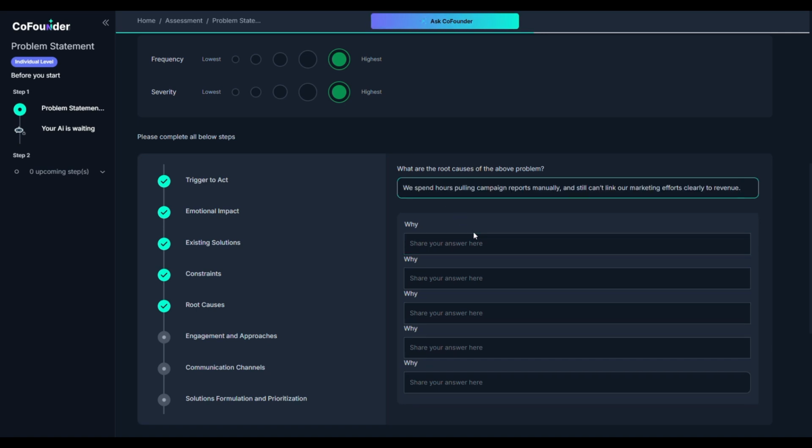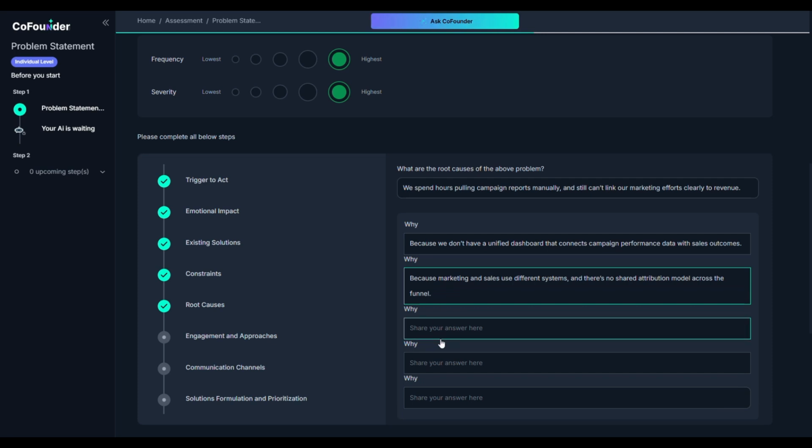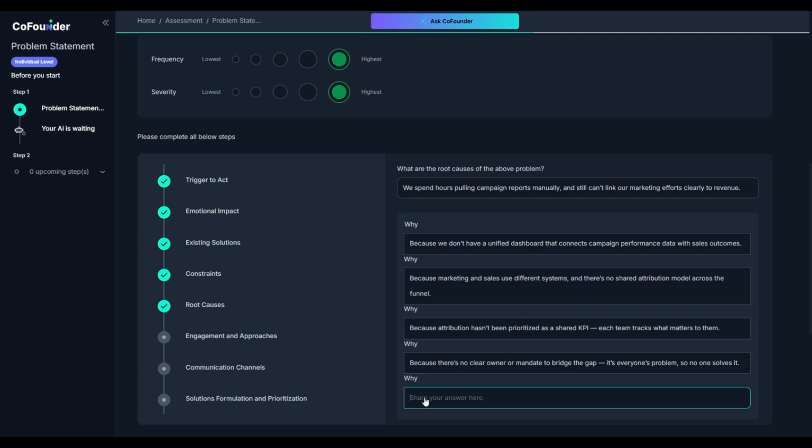We spend hours pulling campaign reports manually and still can't link our marketing efforts clearly to revenue. Why? Because we don't have a unified dashboard that connects campaign performance data with sales outcomes. Why? Because marketing and sales use different systems, and there's no shared attribution model across the funnel. Why? Because attribution hasn't been prioritized as a shared KPI, each team tracks what matters to them. Why? Because there's no clear owner or mandate to bridge the gap.